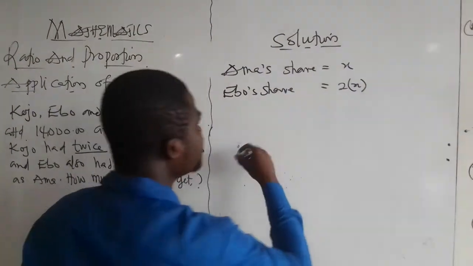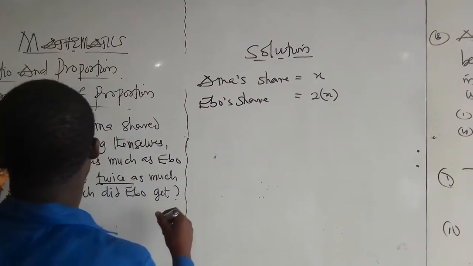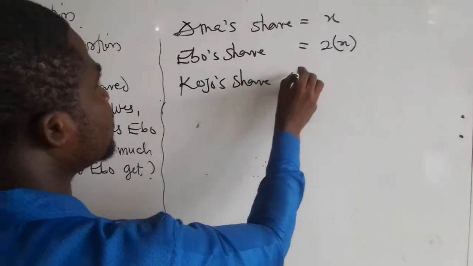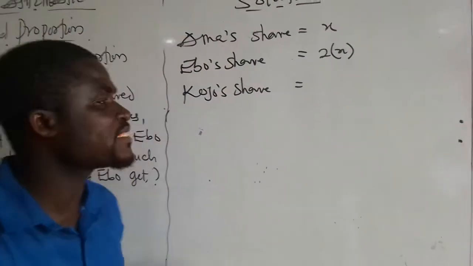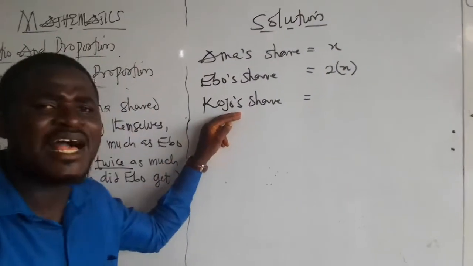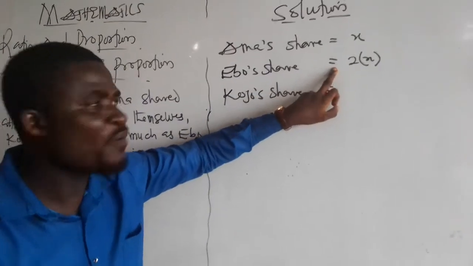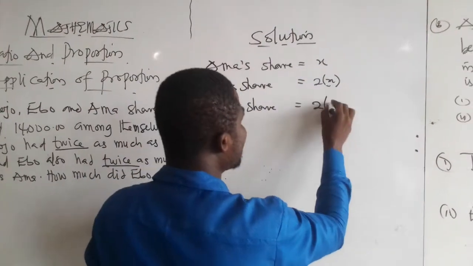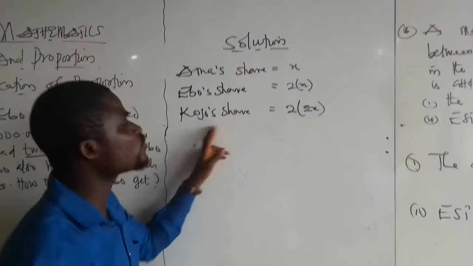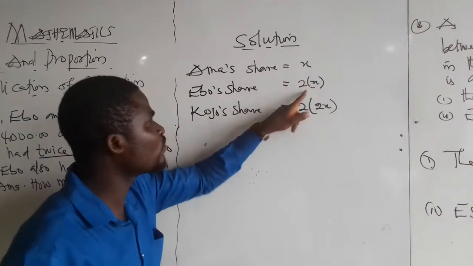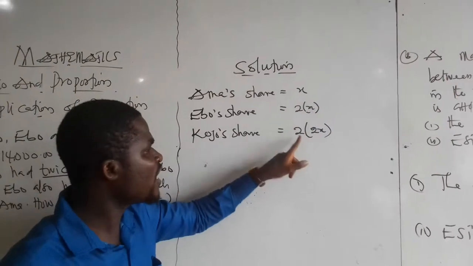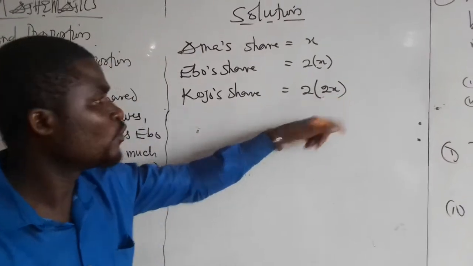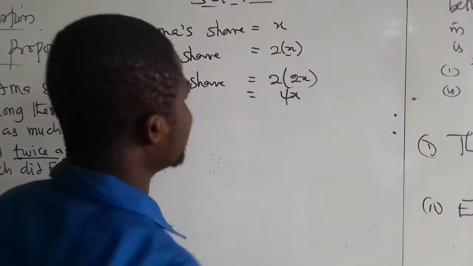Good. So let's go to Kojo's share. The question also says that Kojo had twice as much as Ebo. Now we know Ebo's share to be 2X. So it will be 2 into bracket 2X because Kojo had twice as much as Ebo. If Ebo is 2X, then Kojo's share will be 2 times 2X, which will give us 4X. So take note.